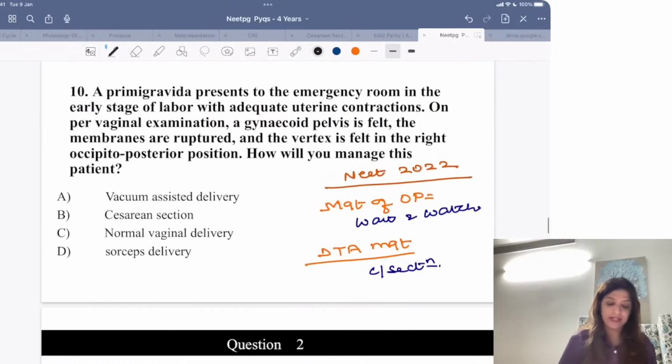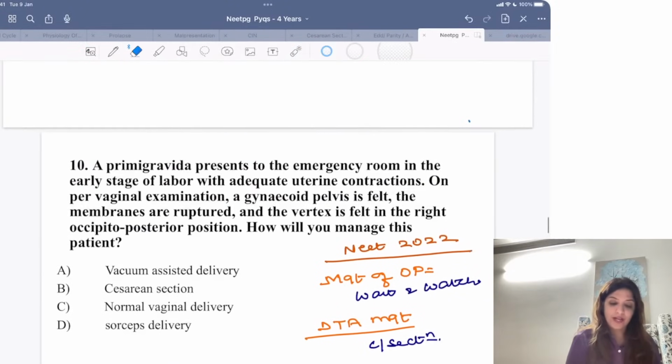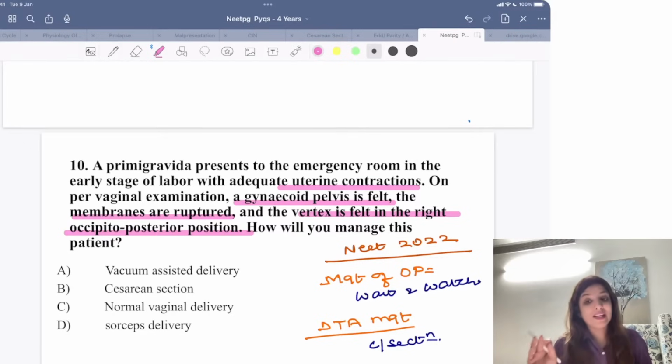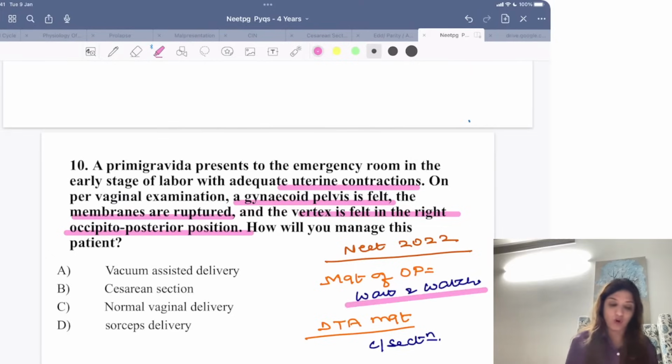Okay. Then, coming to the next question, which was a very easy one. A primigravida presents to the emergency room in early stages of labor with adequate uterine contractions. On per-vaginal examination, a gynecoid pelvis is felt, membranes are ruptured, and the vertex is in ROP position. How will you manage this condition? Please remember, whenever your patient is in occipito-posterior position, the management is wait and watch.